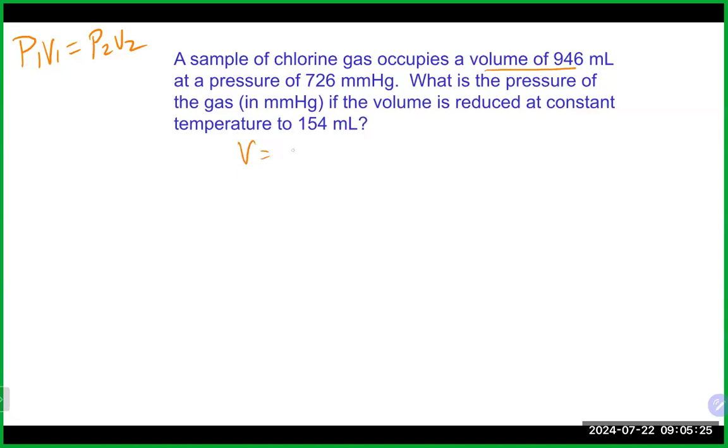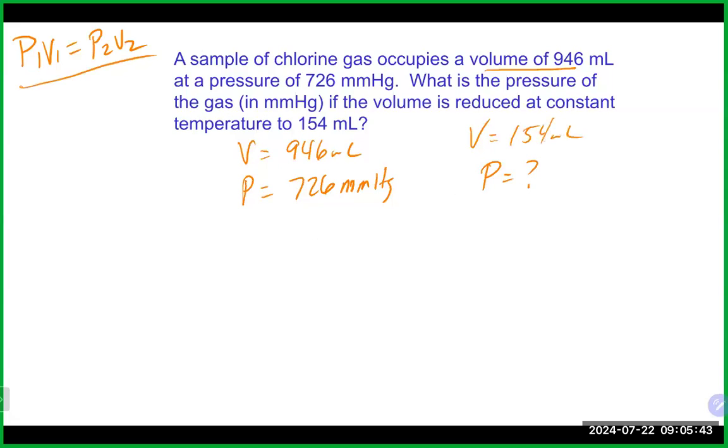So we have a volume here, just 946 milliliters. We have a pressure that's 726 millimeters of mercury. We're looking for another pressure here, and we have a volume that's 154 milliliters. So very quickly, just by labeling it, you can see Boyle's law hanging out there. Truthfully, it doesn't matter which ones you call ones and twos, as long as you keep the information that goes together. Most people just call the first information ones and the other ones twos.